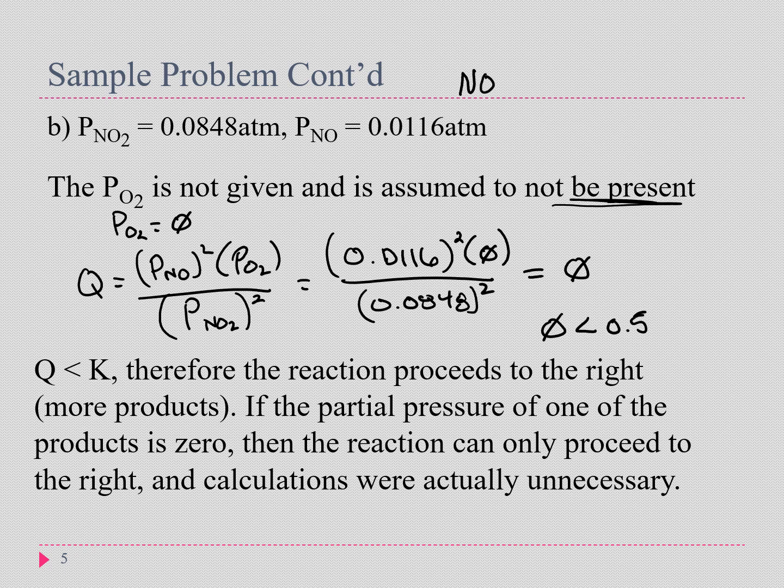Our reaction is going to proceed to the right, and that should make sense. We have our two NO2s coming to equilibrium with 2 NOs and oxygen. Well, if there is no oxygen, in order for us to reach equilibrium there has to be some oxygen. And so thus we have to go to the right to make that thing that's missing.